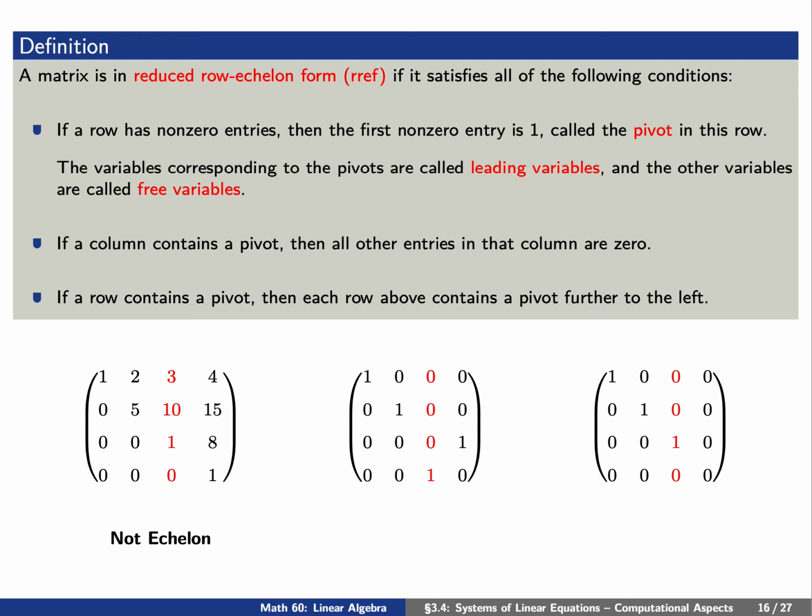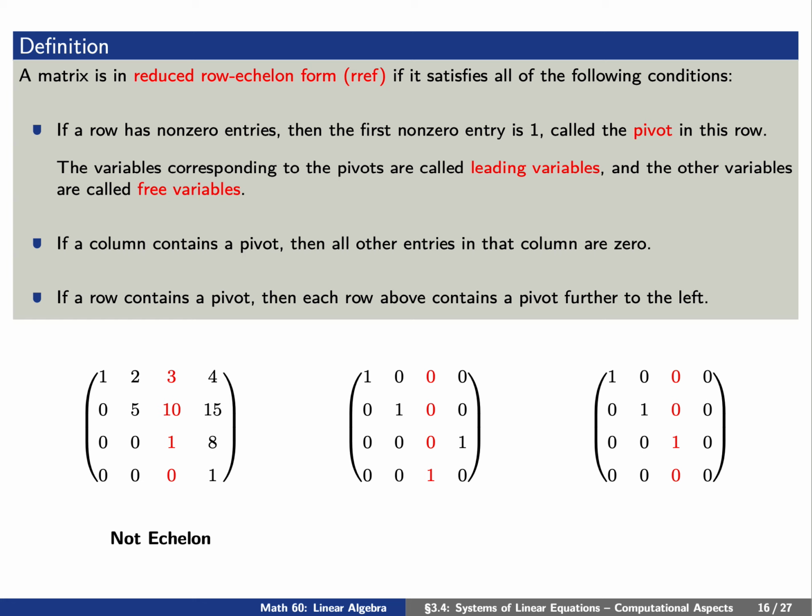You'll see for the example on the left, we have a problem. We have 3, then 10, then 1. The 1 was a pivot, but the 10 and the 3 above are non-zero. So again, we see that the matrix on the left is not in echelon form. However, the matrices in the middle and on the right do indeed satisfy the rules that we like.